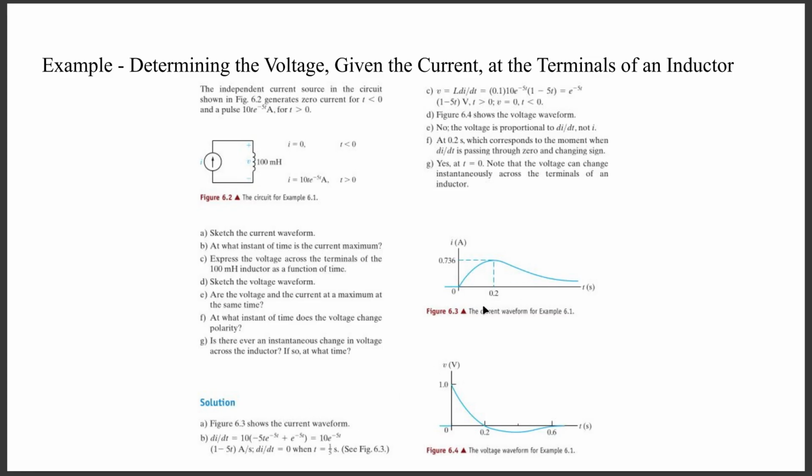So, this figure shows the current waveform. B, the derivative of the current is equal to 10 times negative 5 t e to the negative 5t plus e to the negative 5t, equal to 10 e to the negative 5t times (1 minus 5t). C, the voltage is equal to L times the derivative of the current, which would be e to the negative 5t times (1 minus 5t) volts. This is the voltage waveform.